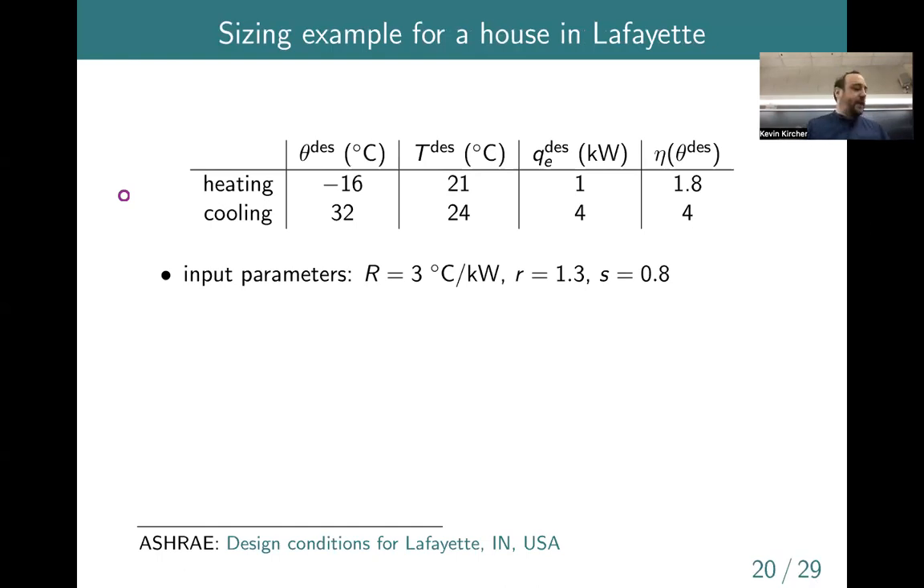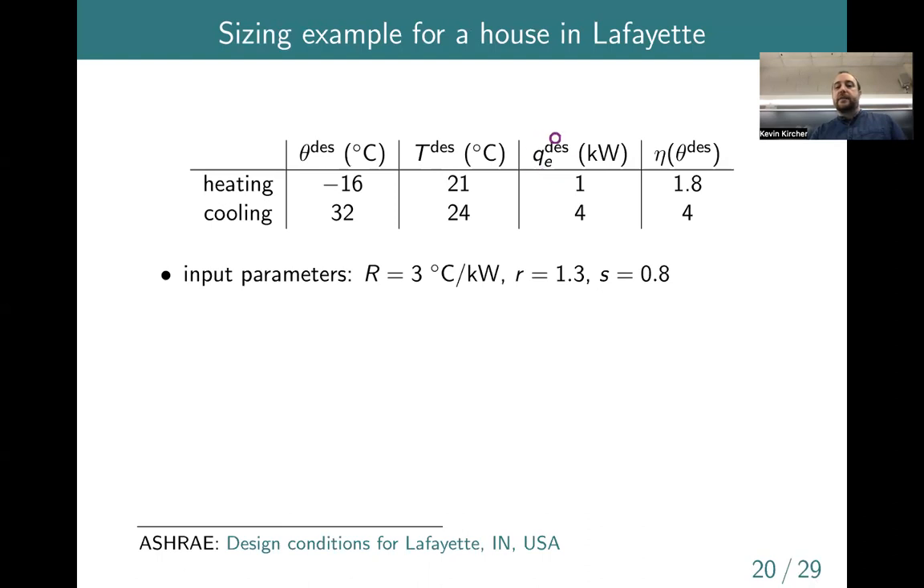Okay, so just one quick example of sizing for, let's say, a house in Lafayette, this area where Purdue is. Our design outdoor temperature for heating is -16 Celsius, which to convert to Fahrenheit, you roughly double it and then add 30. So it's a bit above 0 Fahrenheit. And then I'm just picking, kind of arbitrarily, a design indoor temperature of 21 Celsius. So it's low 70s, 72 Fahrenheit, something like that.